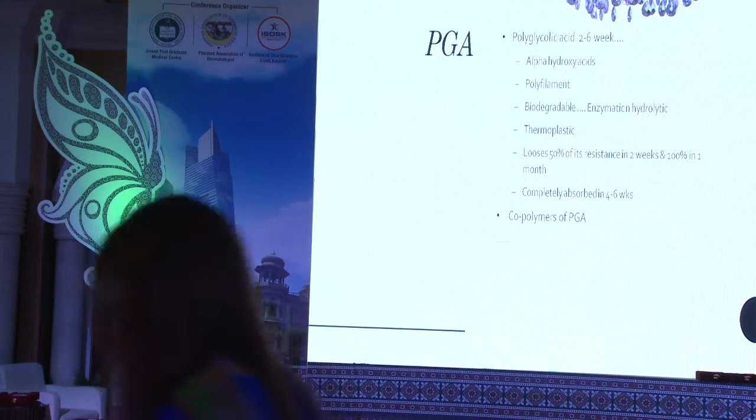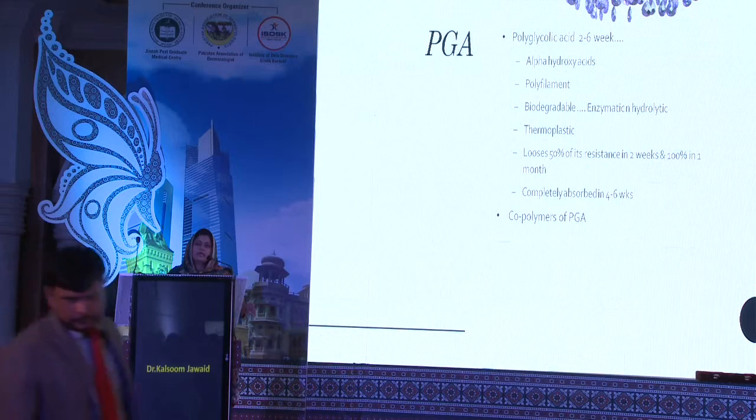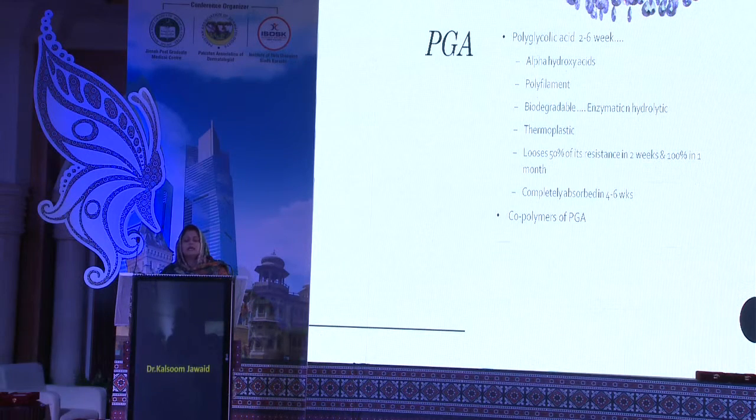Then comes polyglycolic acid. It gets absorbed between 2 to 6 weeks. It is one of the alpha hydroxy acids. It is basically a polyfilament and is biodegradable by enzymatic and hydrolytic processes too. It is thermoplastic: when heated, it converts to plastic, and when cooled down, it converts to solid. It loses 50% of its resistance in 2 weeks and 100% in 1 month. It is completely absorbed within 4 to 6 weeks. So the pure form of polyglycolic acid is not a good choice for threads because the absorption time is quite low. Its copolymers have increased strength and sustainability in the tissues.